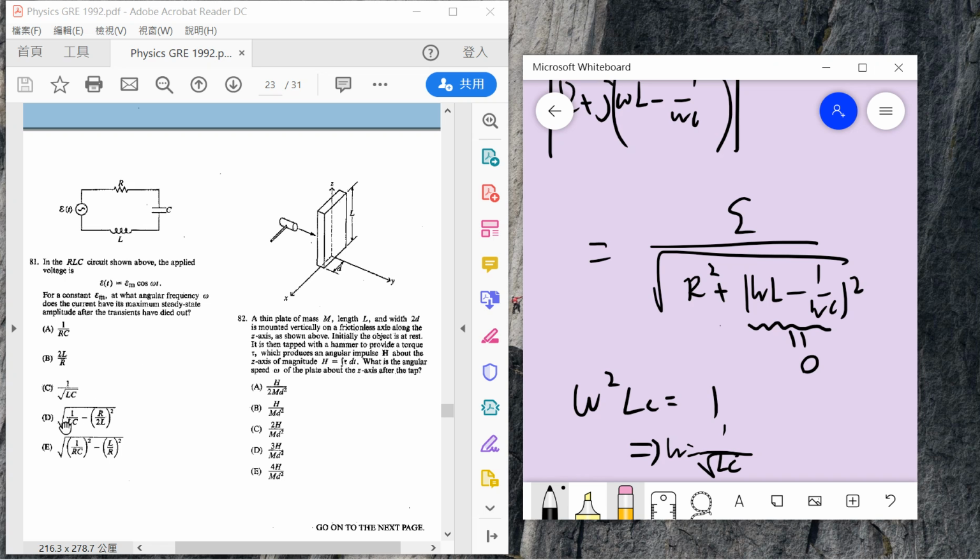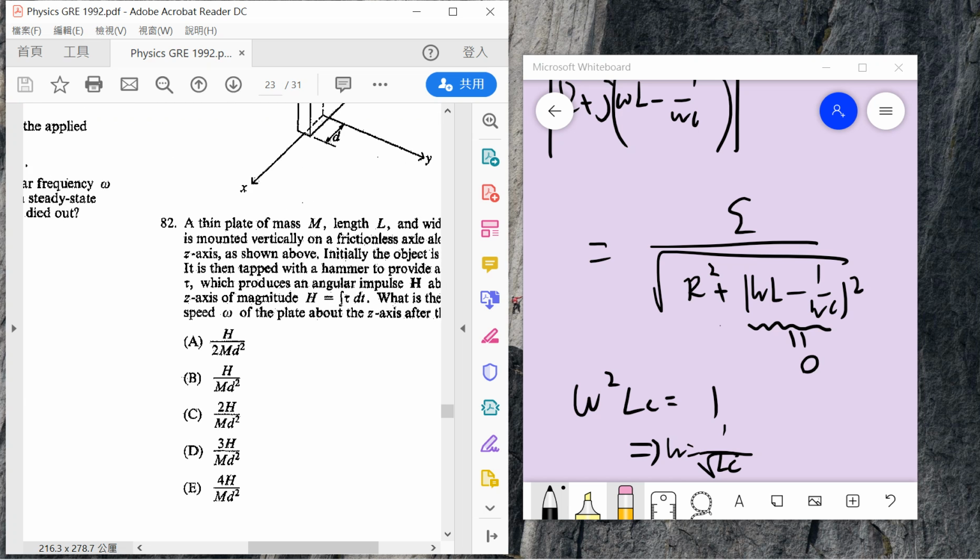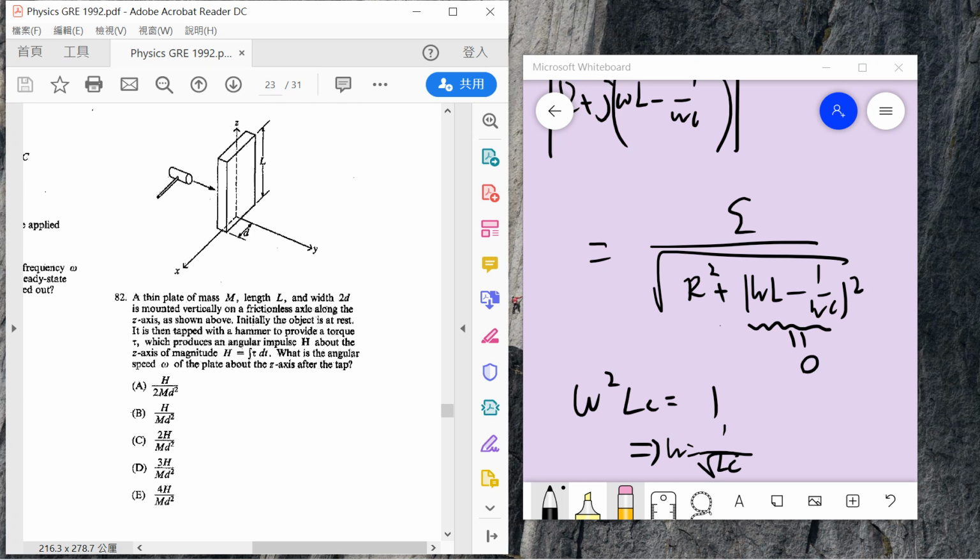And the answer is impossible for D and E because in D and E there is a minus sign. So basically you can choose some number which makes the square root negative. Then it's impossible. Okay, 82 says that a simple pendulum of mass m, length L, and with 2D is a multi-vertical and frictionless axis.